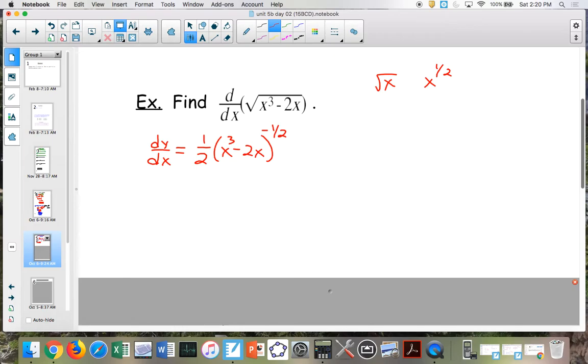Okay, now I've taken care of the outside function, the square root function. Now let's take the derivative of the inside function, which is x cubed minus 2x. And the derivative of that is 3x squared minus 2. So final answer, I would probably write it this way.